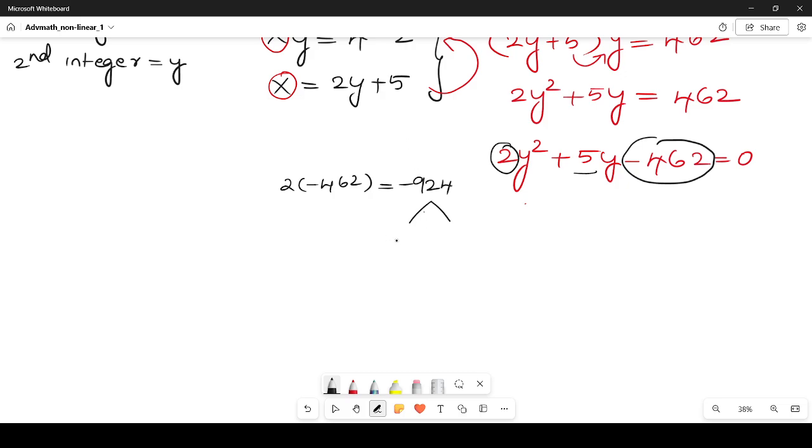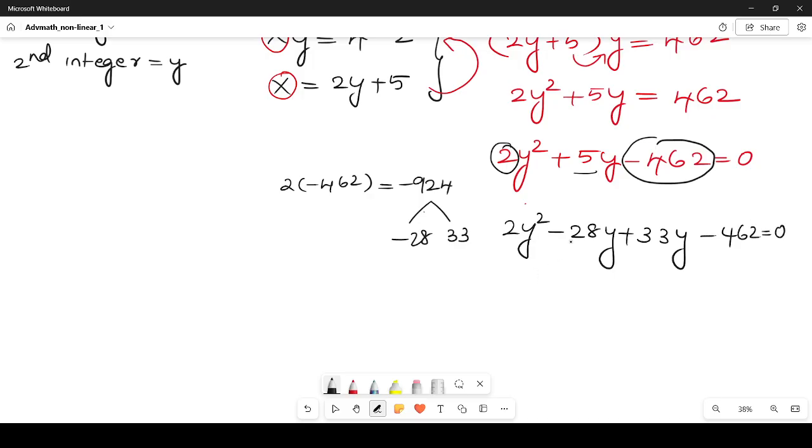So you can choose the numbers as negative 28 and 33. If you add these two numbers, the sum is clearly 5 and the product is negative 924. Using these two numbers, let's split the middle term here and try to factor. So 2y squared, I am rewriting 5y as negative 28y plus 33y minus 462 equal to 0.